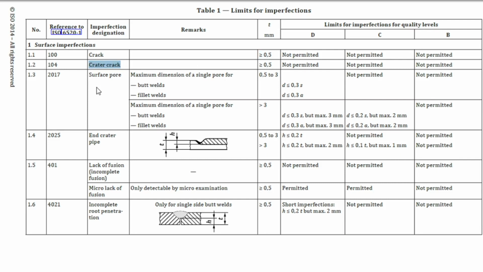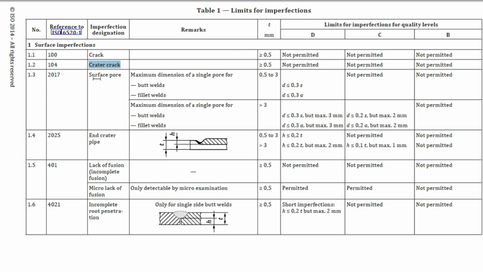So if we find a crater crack in a welding joint, what is the acceptable criteria? This is also the same: thickness greater than or equal to 0.5 mm. Then for all quality levels it is not permitted. So I think this is clear.